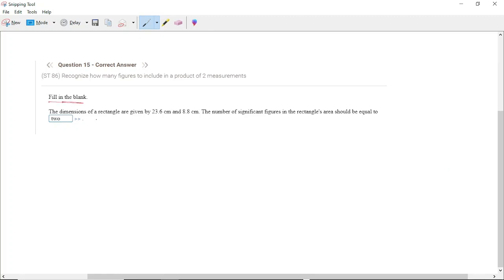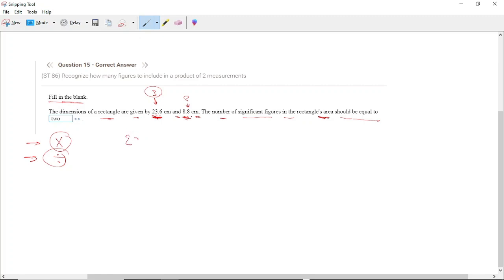Fill in the blank. The dimensions of the rectangle are given by 23.6 centimeter and 8.8. Here, 23.6 centimeter, how many significant figures? I have 1, 2, 3. So these are 3 significant figures. And 8.8 centimeter is 2 significant figures. The number of significant figures in the rectangle area should be equal to... So for multiplication and division, the result must be as follows.